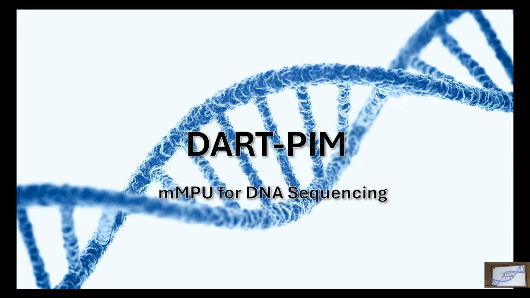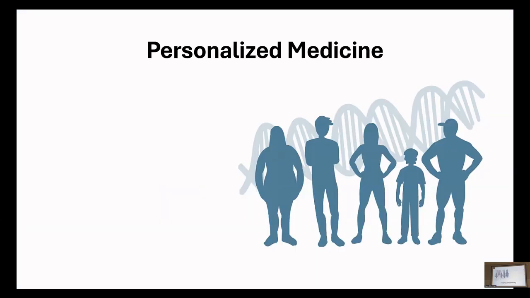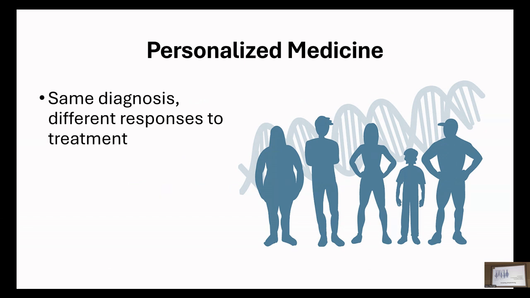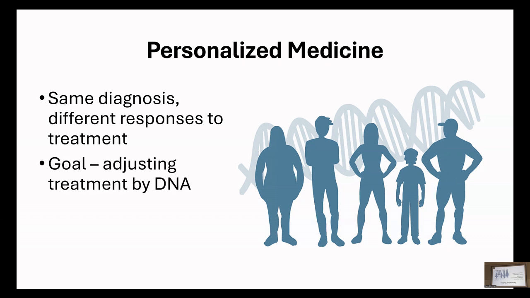Okay. So my last work is DART-PIM, which is an accelerator for DNA sequencing. But why do we need an accelerator for DNA sequencing? The world today is going into an era of personalized medicine. Why? Because we know that if different people have the same diagnosis, they respond differently to treatment. So the goal is to adjust the treatment by the DNA of the person.